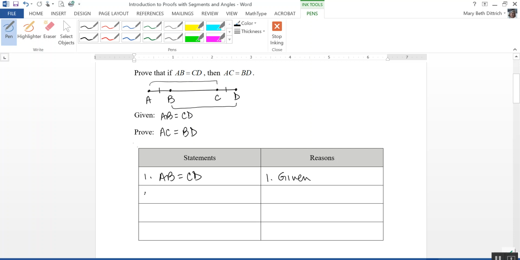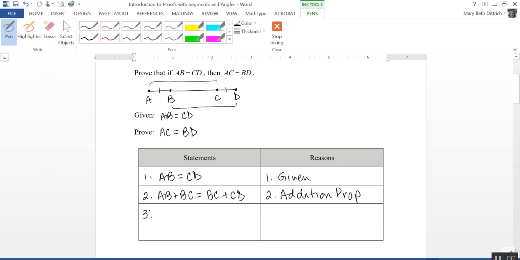Notice that if I take this first equation that I have here, AB equals CD, I can add BC to each side. So AB plus BC equals BC plus CD. So all I did was took my original equation in statement number 1 and added the length of BC to each side. This is called the addition property. And this is what you've used in algebra, where you can add 5 to both sides of an equation or subtract 5 from both sides of an equation. Okay, so now I have that statement.